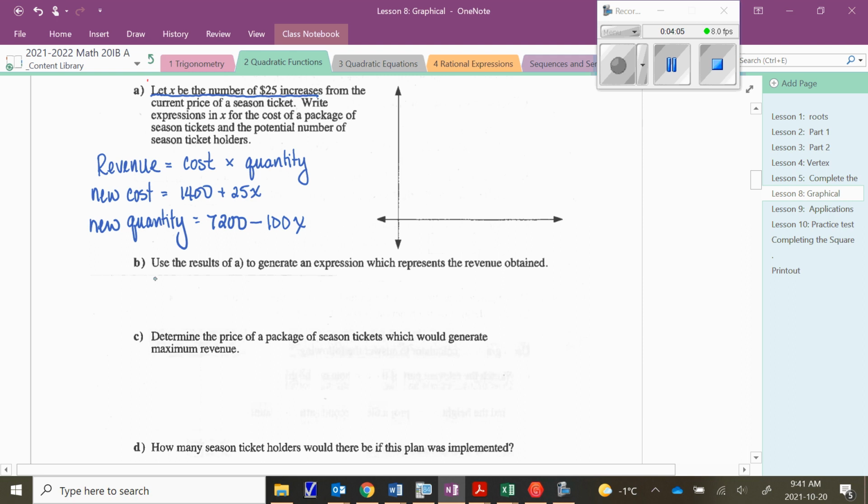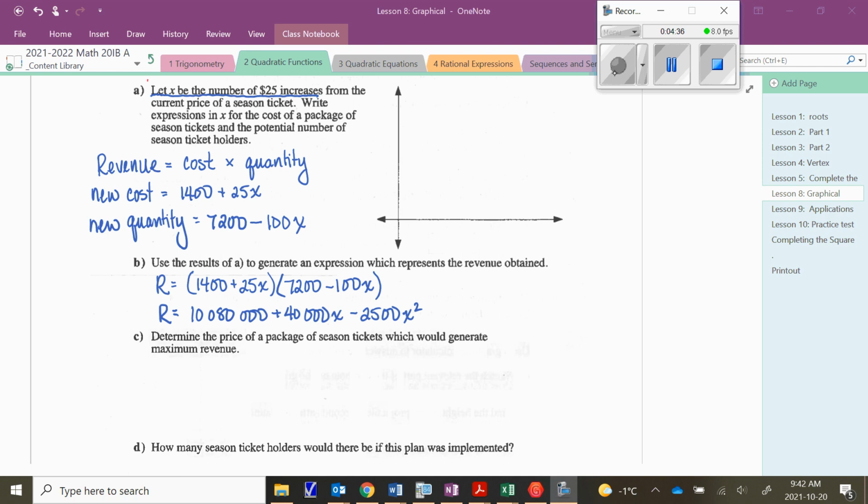So our new revenue is going to be new cost times new quantity, or (1,400 plus 25x) times (7,200 minus 100x). Take a moment and expand. You can use FOIL, or a box diagram, an area diagram. Let's just hit pause and come together in a moment. So you should have 10,080,000 plus 40,000x minus 2,500x squared.